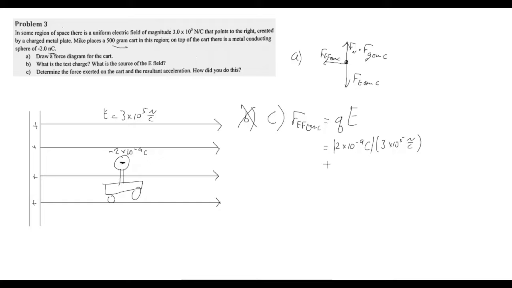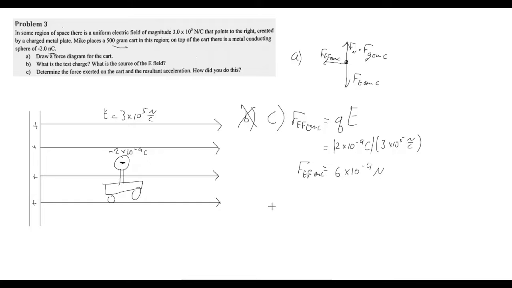So when you do this math out, you get 6 times 10 to the negative 4th newtons. You'll notice the coulombs here and the coulombs here will cancel out, resulting in a unit of newtons up here, which is why you get this. So this is the force being exerted on this cart from the E field.